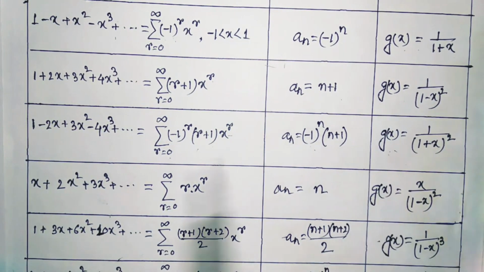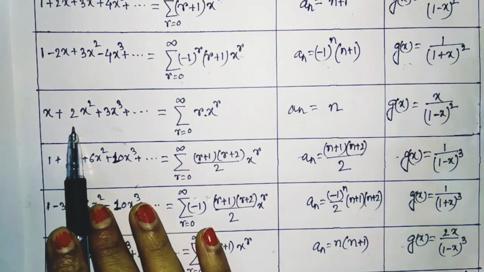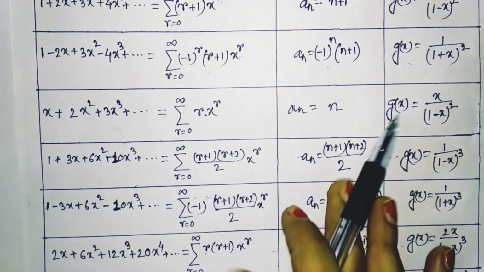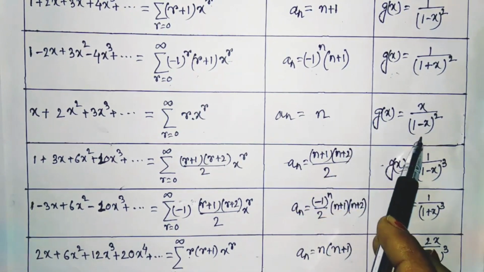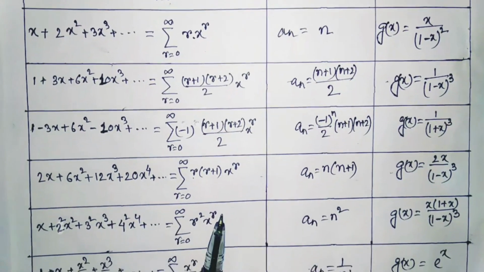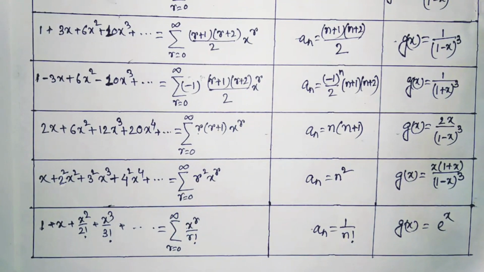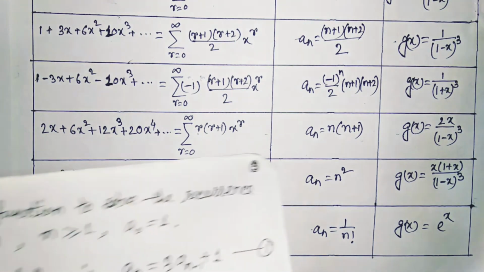You will find out how we get this one, and the corresponding an and its generating function. Next, if the series is x plus 2x square plus 3x cube, where an is equal to n, then g(x) is equal to x divided by (1 minus x) whole square, and so on. Some more series are given here for your reference. These are some standard important series which you may require to solve the coming problems on generating functions. So now let us begin with the examples.